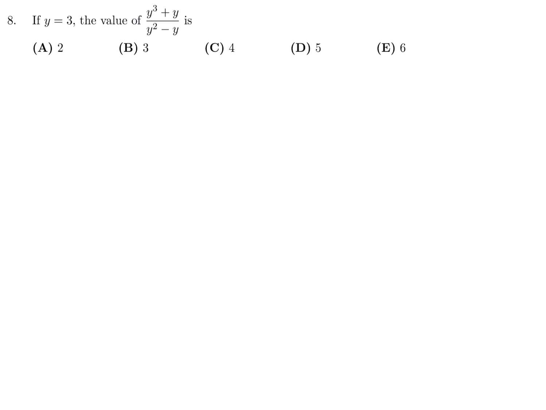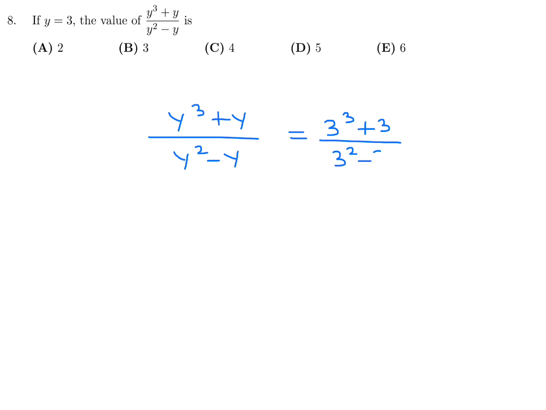If y equals 3, then the value of y to the power of 3 plus y, all over y squared minus y. Well, I guess you just plug it in. I don't see any reason to factor in all that. It probably takes more time to do that, if that is even possible. So just plug it in, make it simple. So 3 to the power of 3 plus 3, all over 3 to the power of 2 minus 3. So that's 27 plus 3 all over 9 minus 3, 30 over 6, which is equal to 5. So number 8, the answer is D.